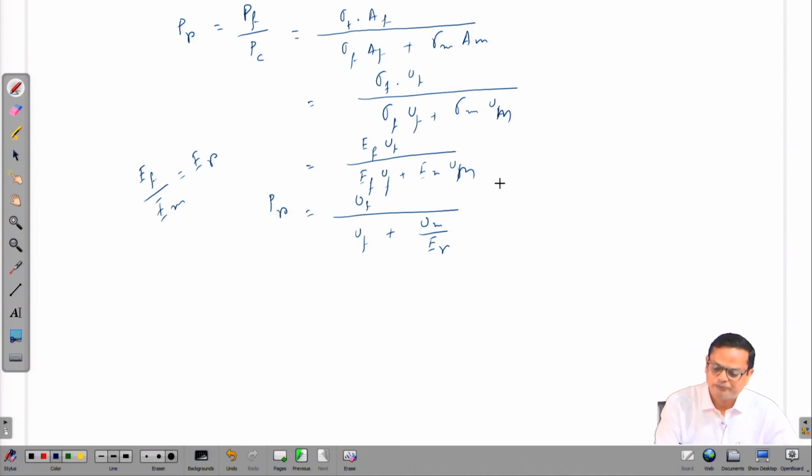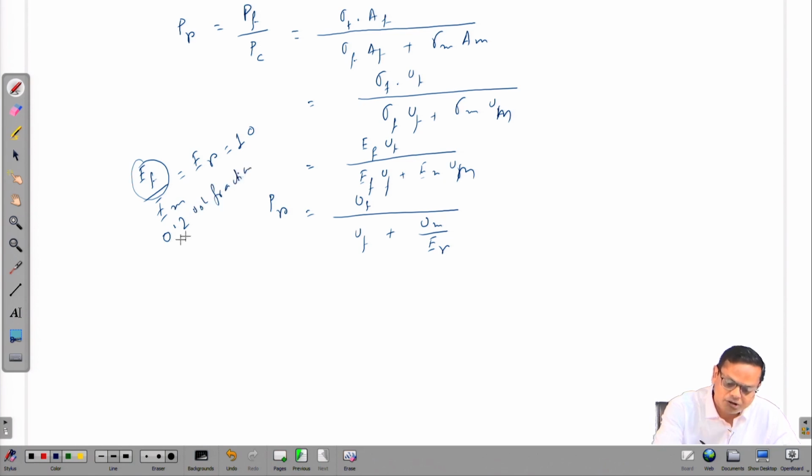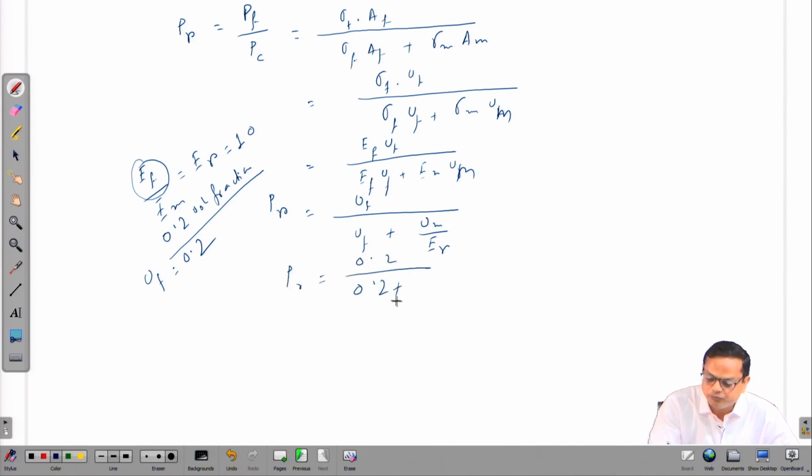Right. Now, let us consider a case where E f over E m, or basically E f, is 10 times higher than E m. So, we can consider this as 10. In most of the polymer matrix composites, E f is way higher than E m, close to 10 or even higher than 10. And then let us consider we are adding around 0.2 volume fraction of fiber, or V f is equal to 0.2 only. So, now you calculate the P r value: P r is equal to 0.2 over 0.2 plus 0.2 over 10. You can calculate it and it will come to around 70%.